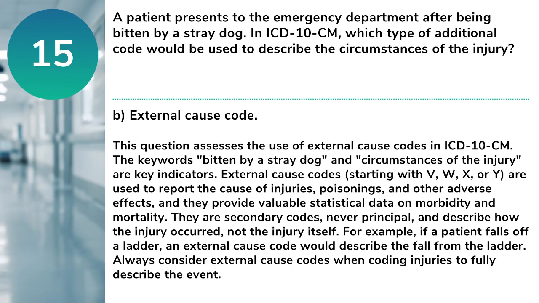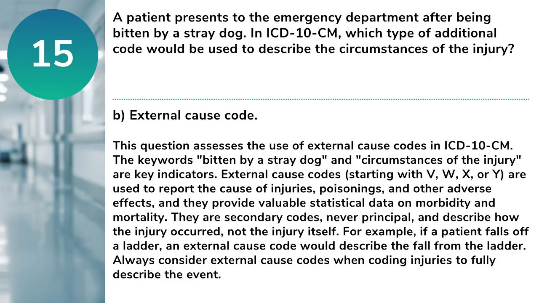Answer: B. External cause code. This question assesses the use of external cause codes in ICD-10-CM. The keywords bitten by a stray dog and circumstances of the injury are key indicators. External cause codes, starting with V, W, X, or Y, are used to report the cause of injuries, poisonings, and other adverse effects, and they provide valuable statistical data on morbidity and mortality.